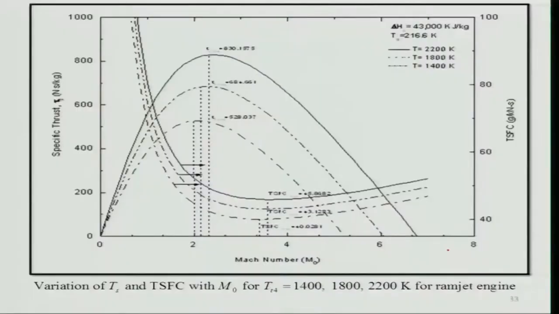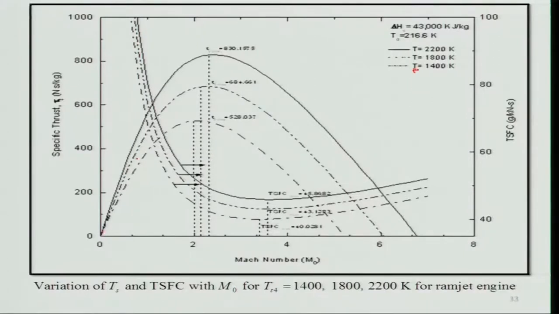So let us see what we are doing here. We are plotting the specific thrust versus the Mach number, right? And for three temperatures: 1400, 1800 and 2200. If you look at this curve, it is for the 1400 Kelvin temperature, TT4. This is TT4, right?